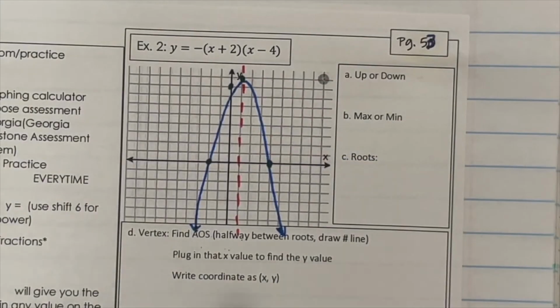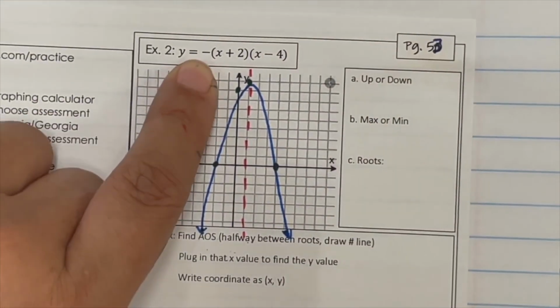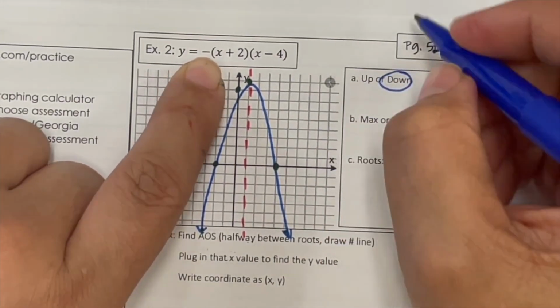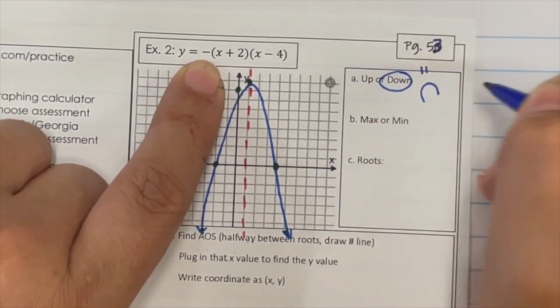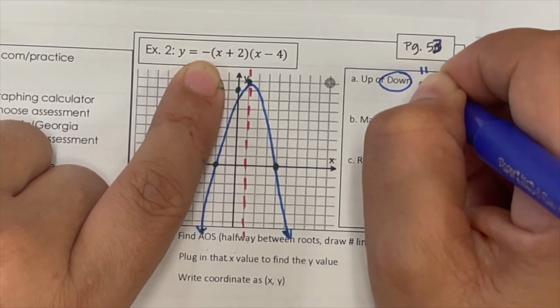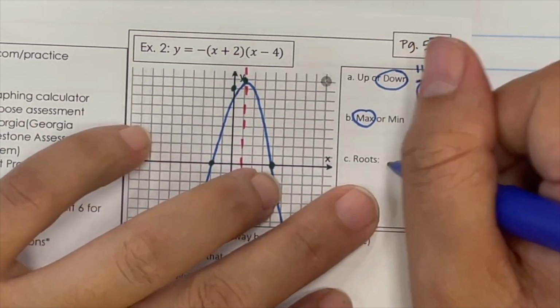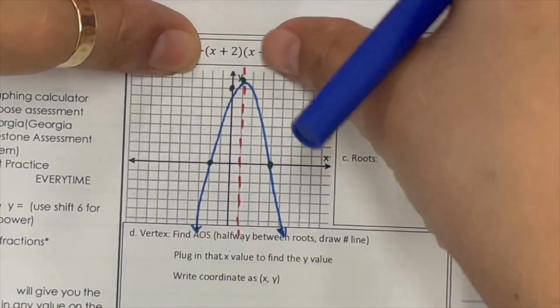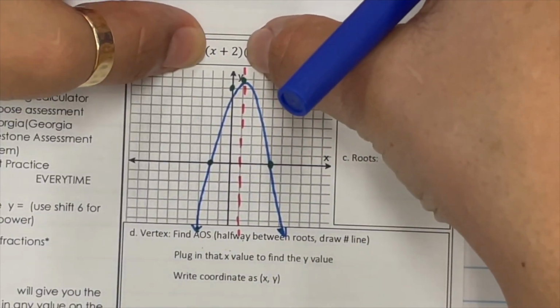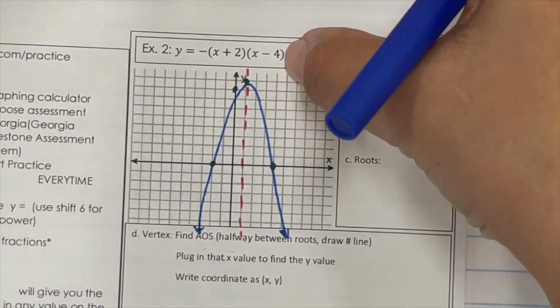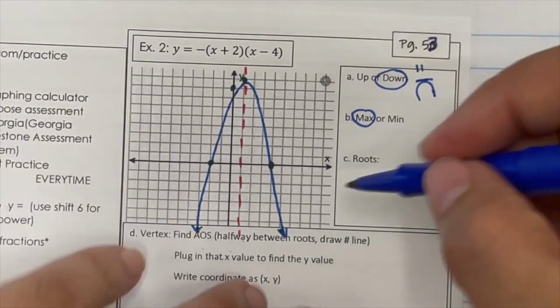All right. Okay, so again, is it up or down? We're going to look at our a value. It's negative, so this means it's going to be down. Unhappy people, sad, right? Which means it's going to have a maximum based on my a. All right, to find my roots, I set each parenthesis equal to 0. Remember, the shortcut is just opposite, so that's going to be negative 2, and this is just going to be 4. But again, you could write it out, so I'll write it out for you.